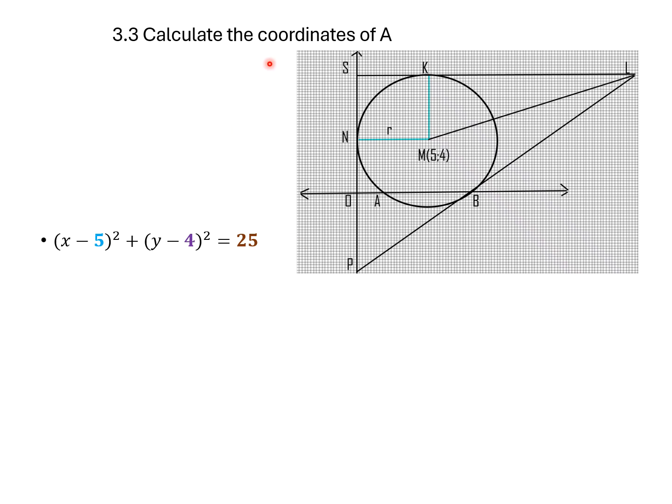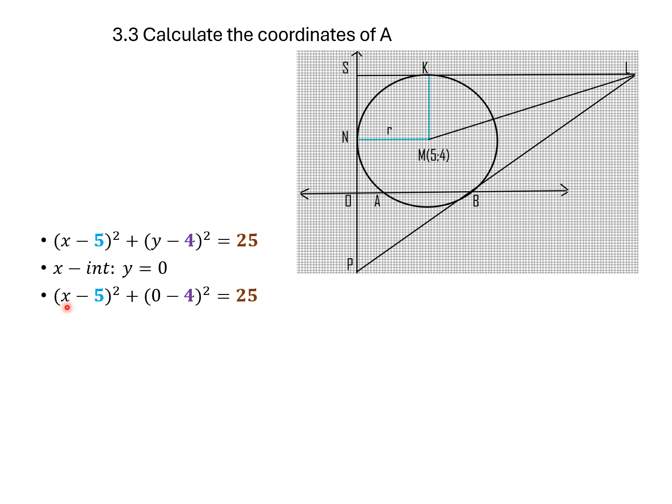Calculate the coordinates of A. As I always say, once you find the equation, we will test whether you can use it. A is on the x-axis, therefore it's an x-intercept, so y equals 0. I'm going to substitute y equals 0 into the equation of the circle, and they'll try to catch you out by you forgetting the middle term. So (x minus 5) squared plus (0 minus 4) squared equals 25. That becomes 16.